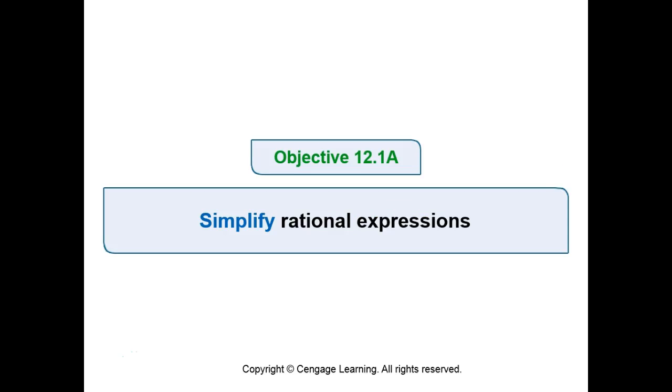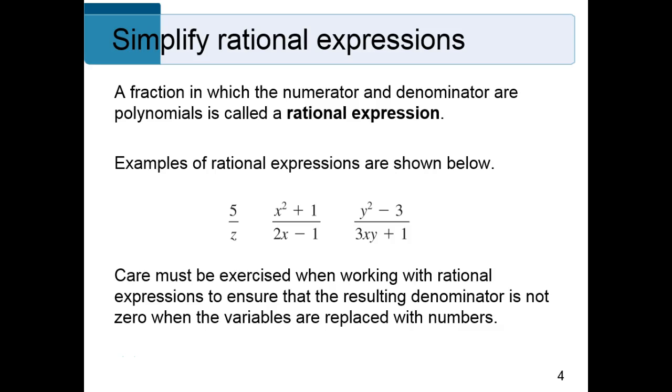So objective 12.1A, the first thing we're going to do is simplify rational expressions. We're going to start with that, then we'll get around to multiplying and dividing. So let's start with simplifying rational expressions.